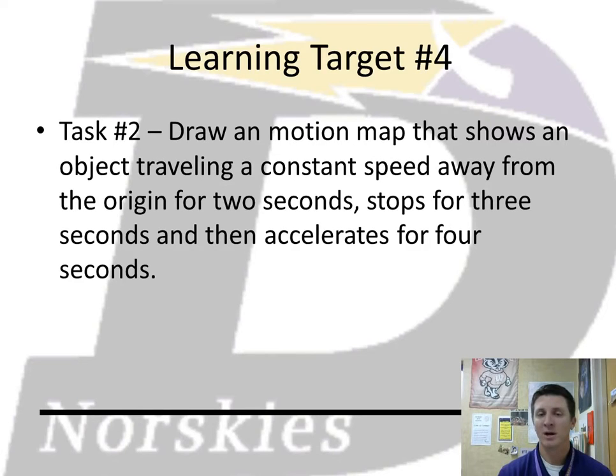Task number 2, I want you to draw a motion map that shows an object traveling at a constant speed away from the origin for 2 seconds, stops for 3 seconds, and then accelerates for 4 more seconds. Again, think about what you need to do in the motion map to make sure it's accelerating or moving at a constant speed.